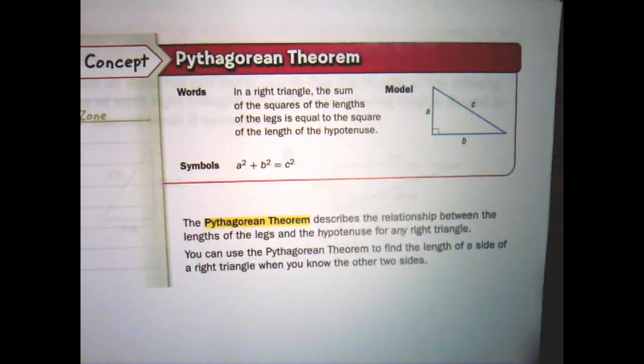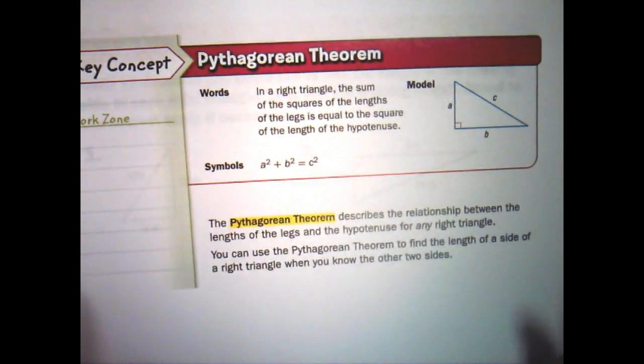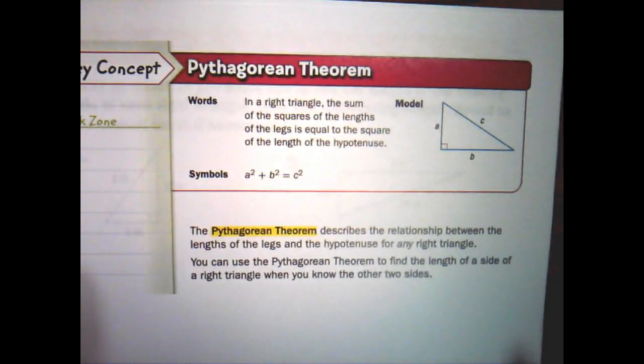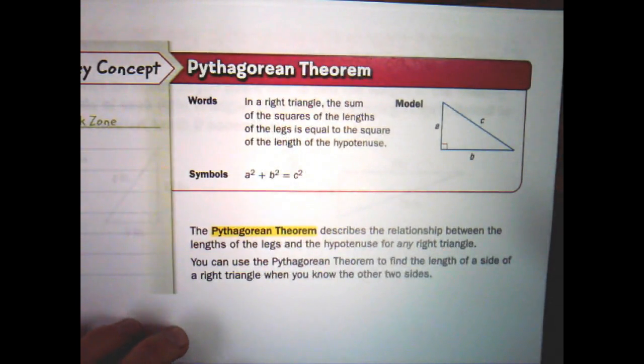Now here it is, the Pythagorean theorem. It is a very important theorem. It's used all the time in mathematics, so the sooner you can memorize it, the better. Here it is in words. In a right triangle, the sum of the squares of the lengths of the legs is equal to the square of the length of the hypotenuse. What?